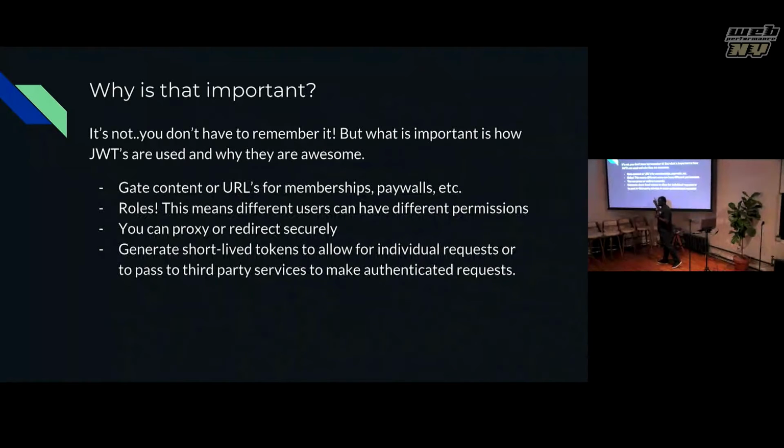What you can do with JWTs that you can't do with the old school systems. You can gate content or URLs. You could do this with the old system. Roles, again, you could do this with the old system, but you have to authenticate in the backend and pull that information out of your database. Proxy and redirects. You could do this with JWTs. You can't do it performantly with the old system because you have to authenticate, again, with the backend. You could generate short-lived tokens for individual requests or to pass to third-party services. I'm going to show an example of this later because it's a little confusing if I just say that. But this is where a lot of the power in using JWTs comes from, and I'll show you that in a bit.